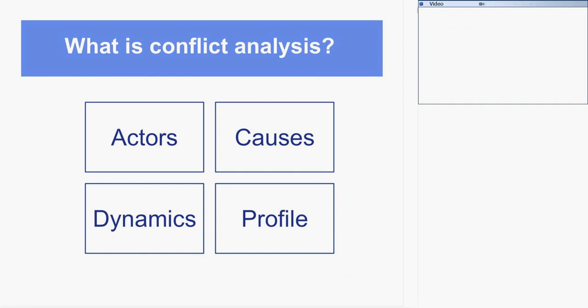Actors are those engaged in or affected by the conflict. Causes are the issues over which people are in conflict. Dynamics are the trends and phases of conflict evolving over time. The profile is the history of the context that surrounds the conflict, such as the political, economic, social, cultural, environmental, or security context.